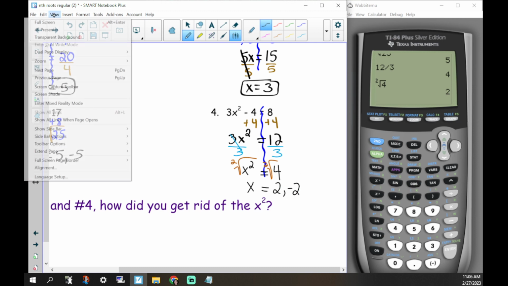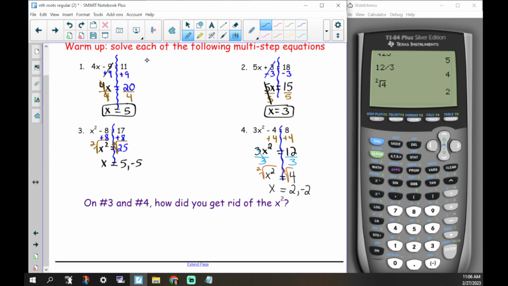I'll zoom out. And number 3 and number 4, how did we get rid of the x squared? Well, we square rooted it.